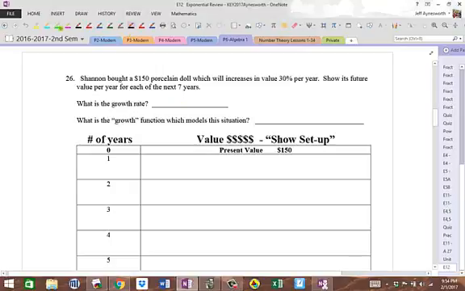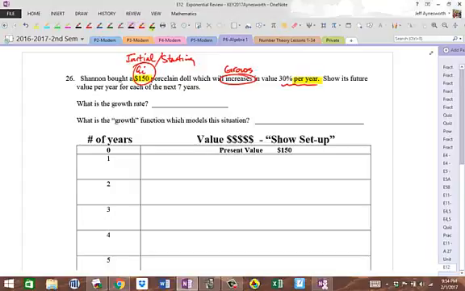Okay, so let's analyze this. First of all, the porcelain doll costs an initial cost. So this is A sub i, right here. That's your initial, or starting, cost. Starting value. And then right here, it increases. This is the key word here. Increases, grows. So this is a growth function. So 30% per year. There's your time period right here, every year. So that's r.